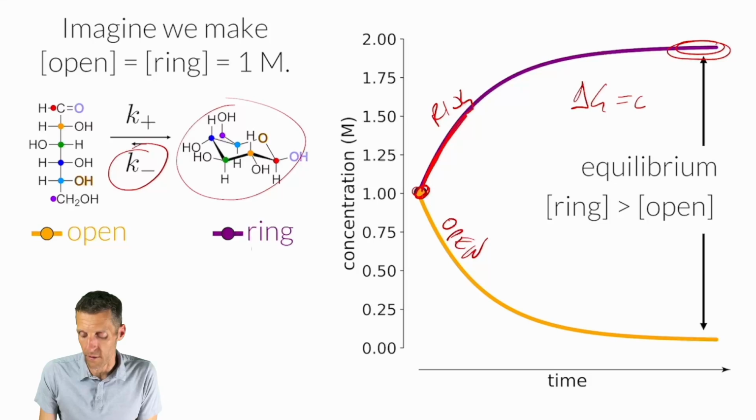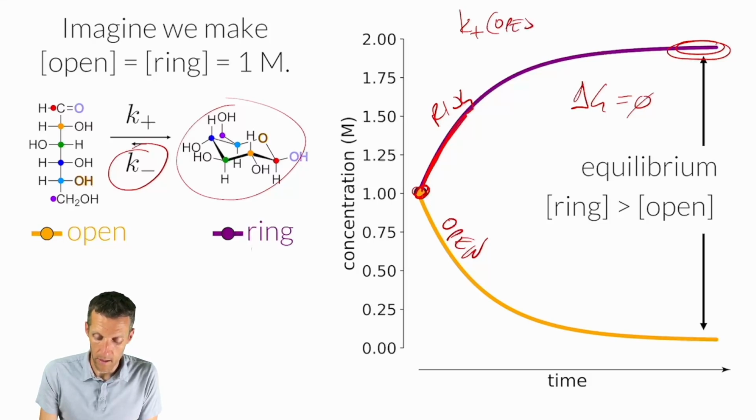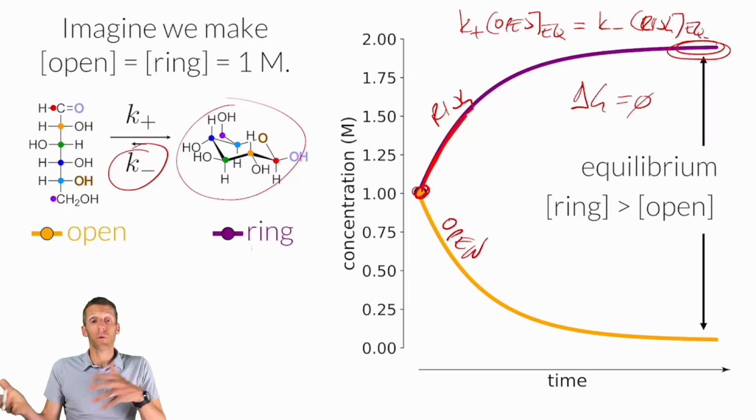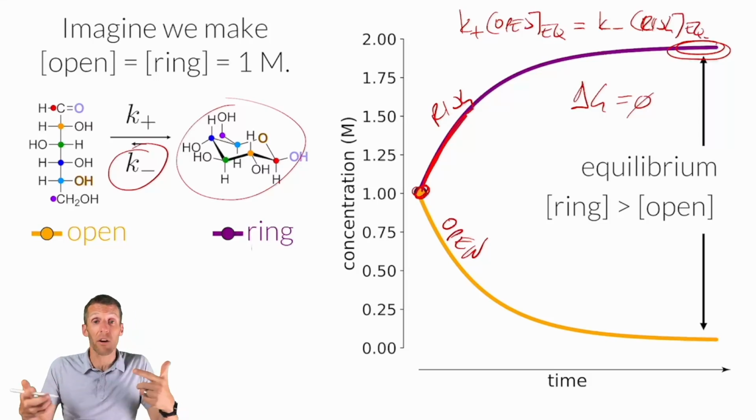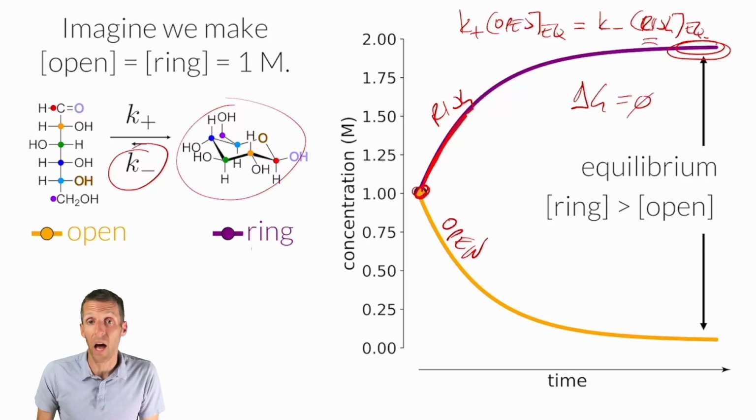and eventually you reach a point where delta G equals 0, and we can put it in terms of these equilibrium constants. We can say K plus [open]eq equals K minus [ring]eq. The forward rate equals the reverse rate because we've reached much higher concentrations. This number is high and this number is low, meaning these two things equal each other.